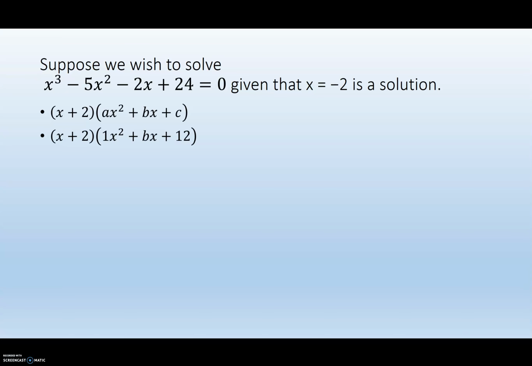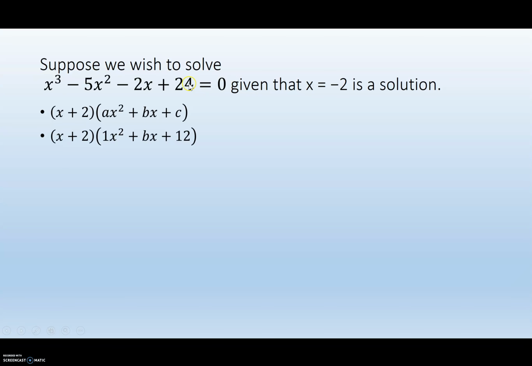So we know x plus 2 times ax squared plus bx plus c. In order to get the coefficient of x cubed, if we multiply x with x squared, we will get x cubed. But we already know that this one has a coefficient of 1. So we need to get the final coefficient as 1. So obviously 1 times 1 gives you 1. So a must be 1.